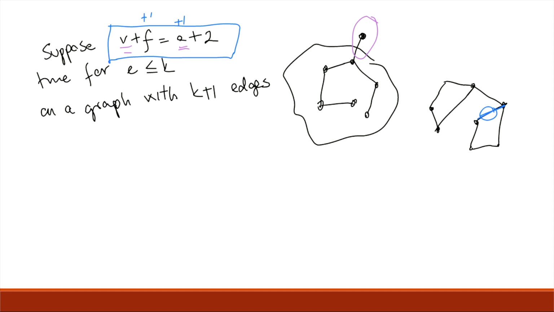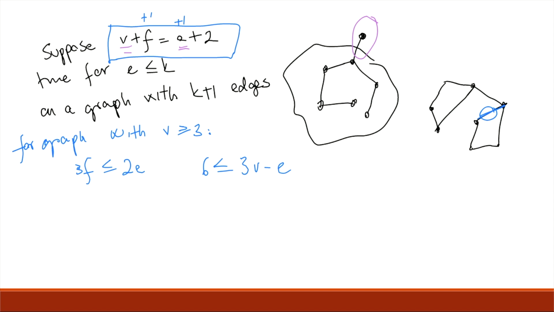We want to prove that for graphs with at least 3 vertices, so V is at least 3, we want to show, first of all, that 3f is going to be less than or equal to 2e. Okay? And we also want to show that 6 is less than or equal to 3v minus e. These two things you can actually think about. I'm going to give you just really 2 minutes to think it through, and then we are going to be discussing it.